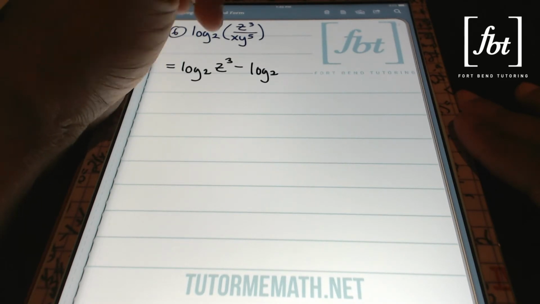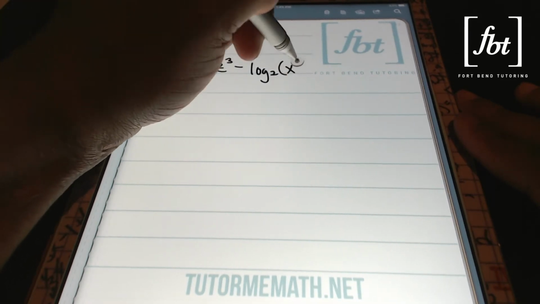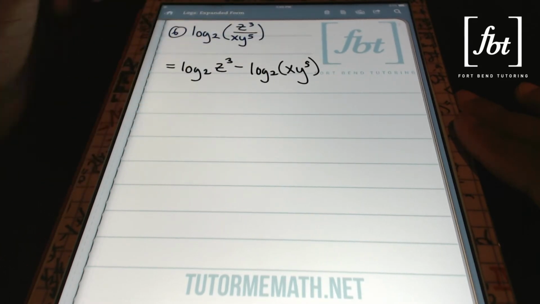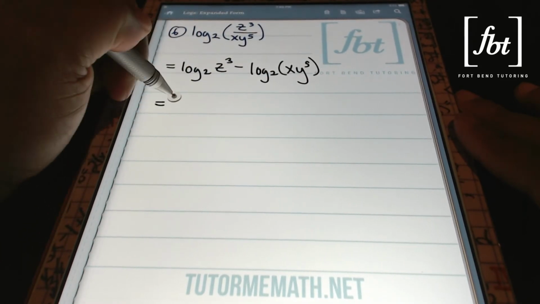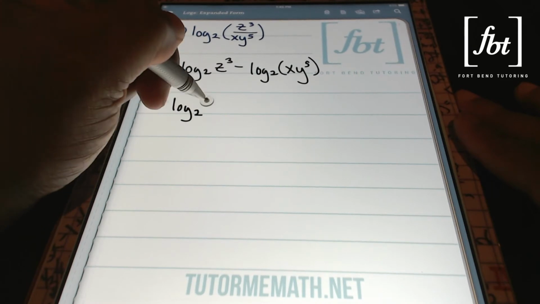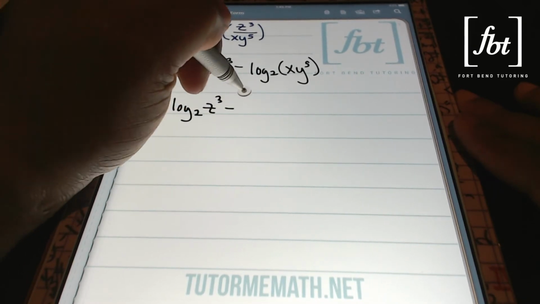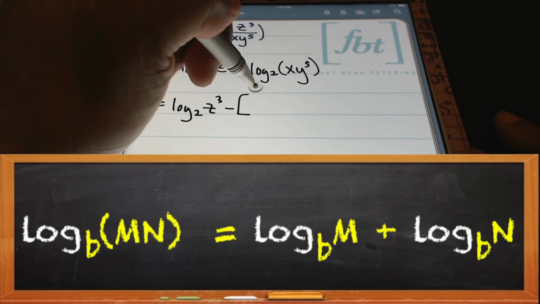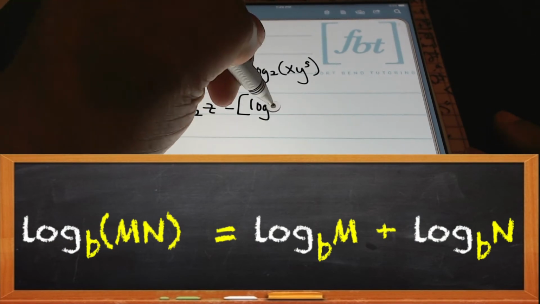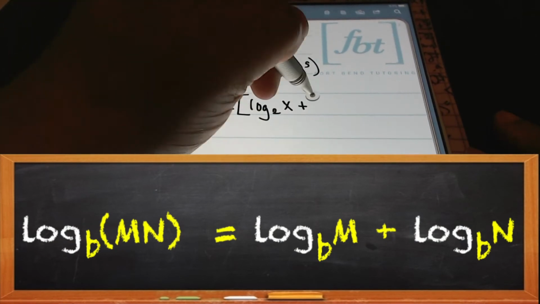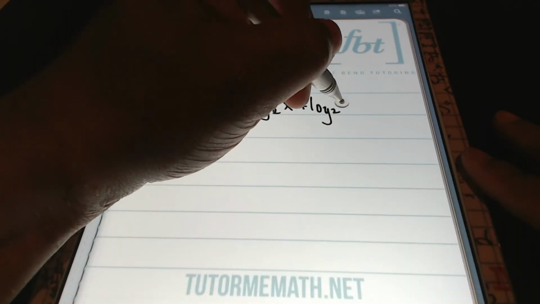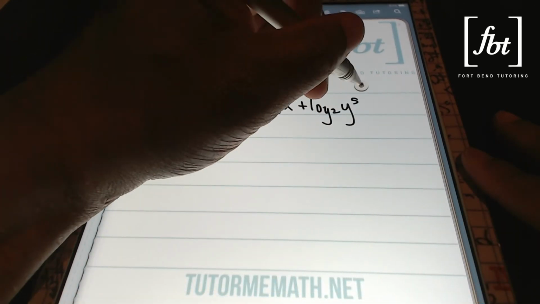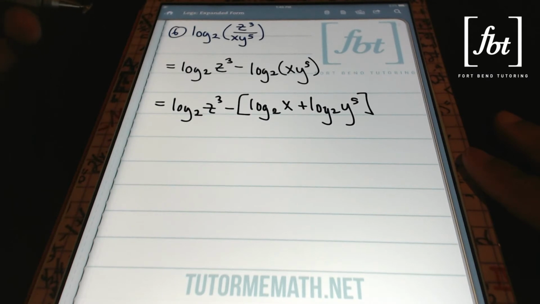So this is going to be log base 2 of the quantity xy to the 5th power inside the parentheses there. Continuing on, you'll be bringing down that log base 2 of z cubed minus, and I'm going to go ahead and open up a set of brackets here because I'm going to expand the values inside the parentheses because they're multiplying. We'll be using addition when we expand this. So we'll have log base 2 of x plus log base 2 of y to the 5th power, just like so.